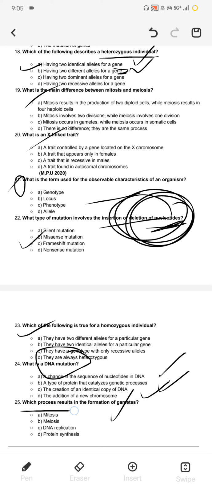Next question is which process results in the formation of gametes? Gamete formation: mitosis, meiosis, DNA replication or protein synthesis. So the right answer here is option A, that is mitosis.